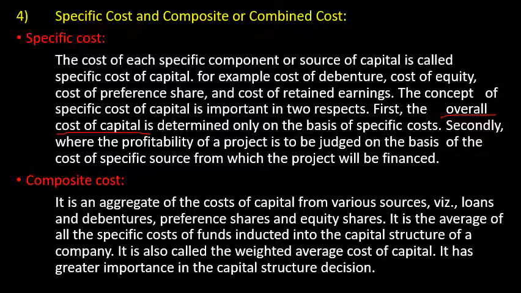Specific cost determines the cost of capital of each component of the capital structure, whereas composite cost determines the average of the total of all the specific costs. So composite cost is the weighted average cost of capital. So that's all about the different classification of cost of capital, or types of cost of capital.